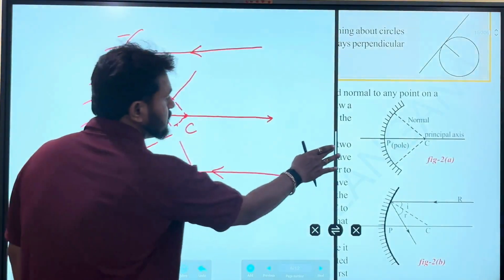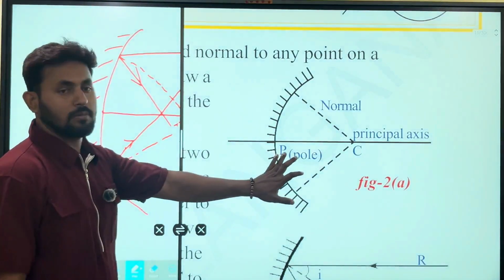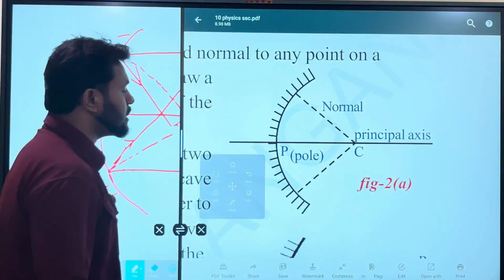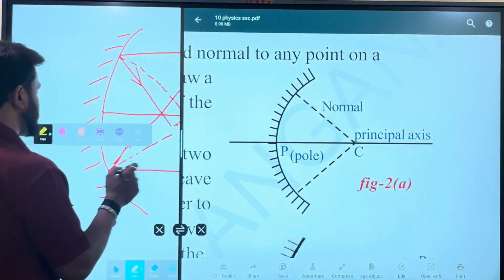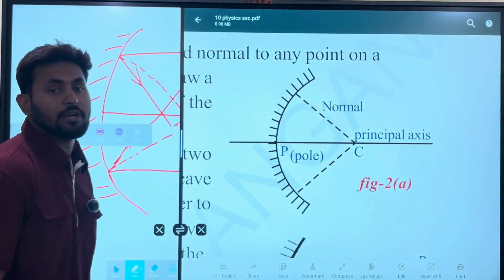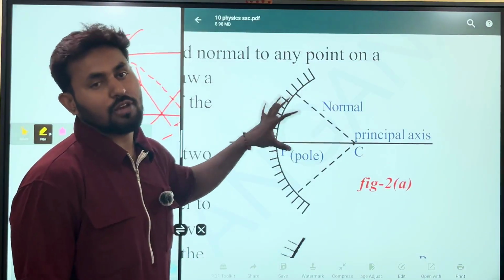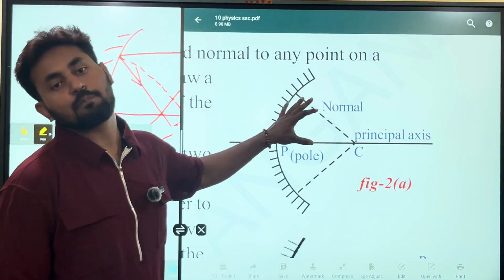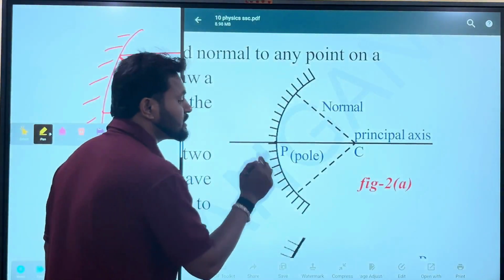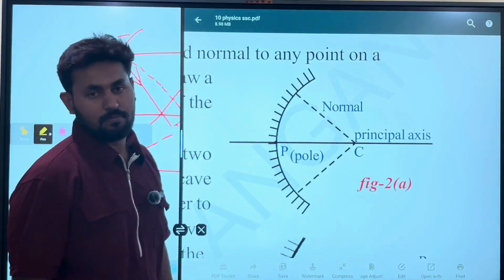Now the other thing that I have is called the pole. Pole is defined as the geometric center of this mirror. Whether this is a concave mirror or a convex mirror, both of them will have a pole. Now, pole is defined as the geometric center of a concave mirror or convex mirror.